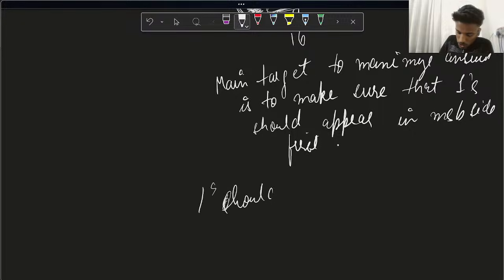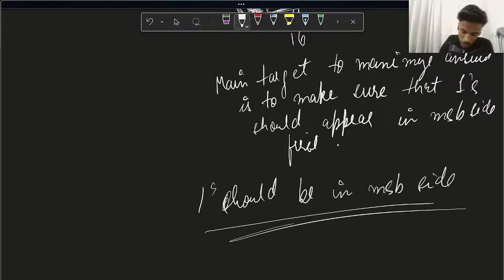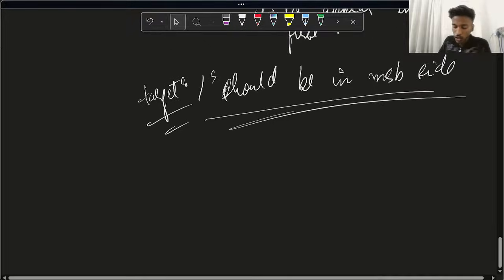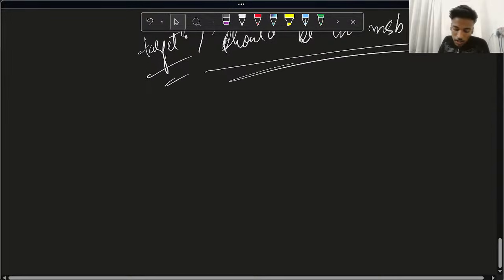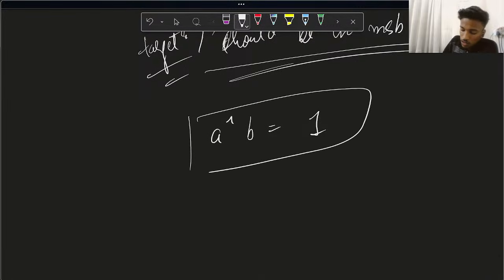Ones should be in the MSB side. Okay, so we got our target, what we want to do, but how will we do it? When you can make a one anywhere in the answer, when is the XOR of two values equal to one for a bit? It is one when A is not equal to B at that position. Okay, consider A and B as 0 and 1 only.